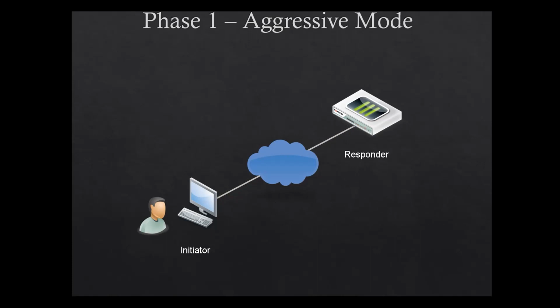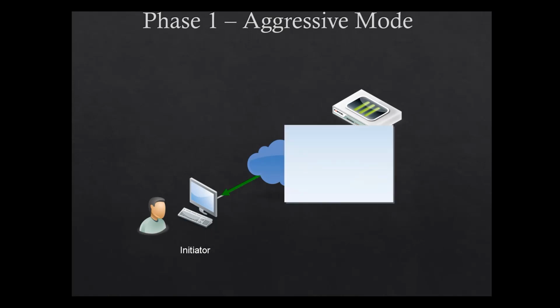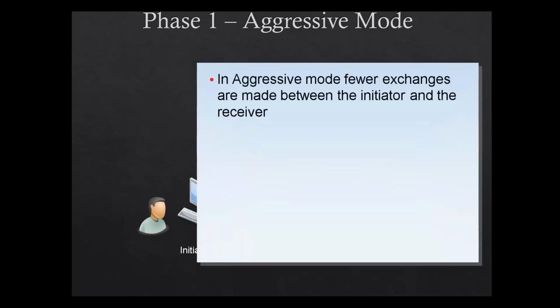The third message is more like an acknowledgement that I have received the packet, and let's start the hashing process. Let's make sure that whatever data I send from now on will be hashed and encrypted. That's it. Now, phase 1: please remember that you always have a security association which is bidirectional in nature. So in aggressive mode, fewer exchanges are made between the initiator and the receiver.